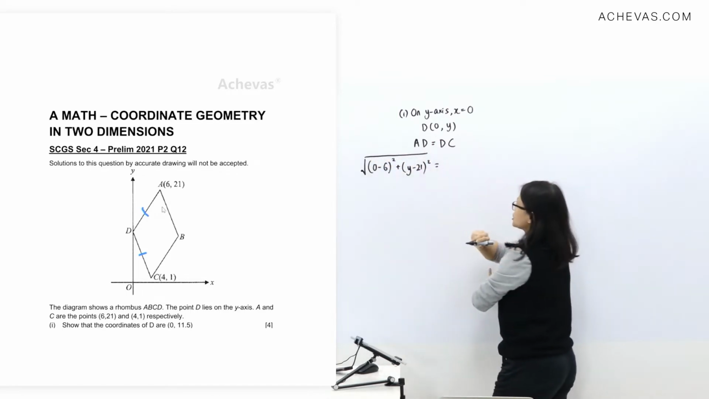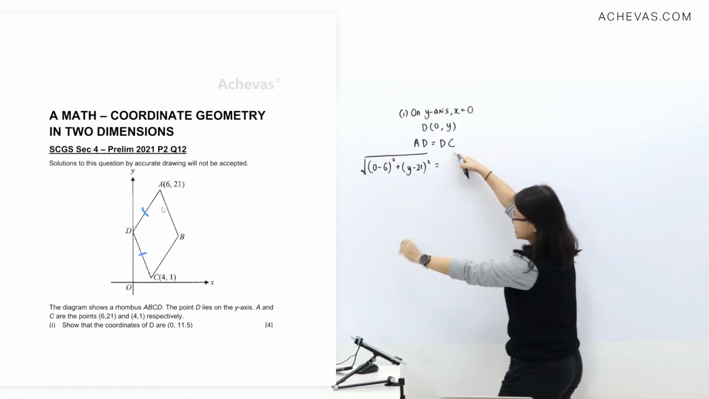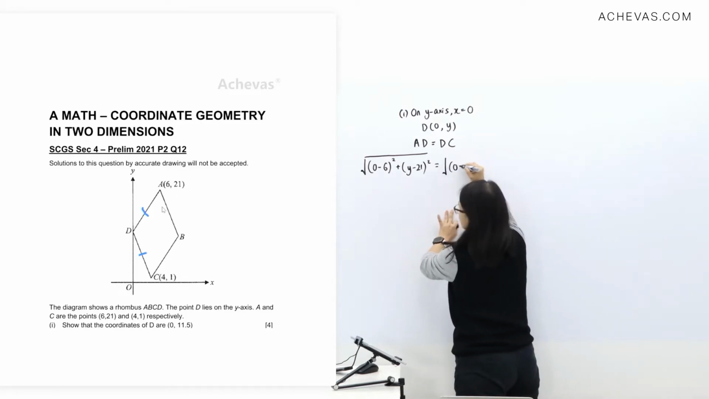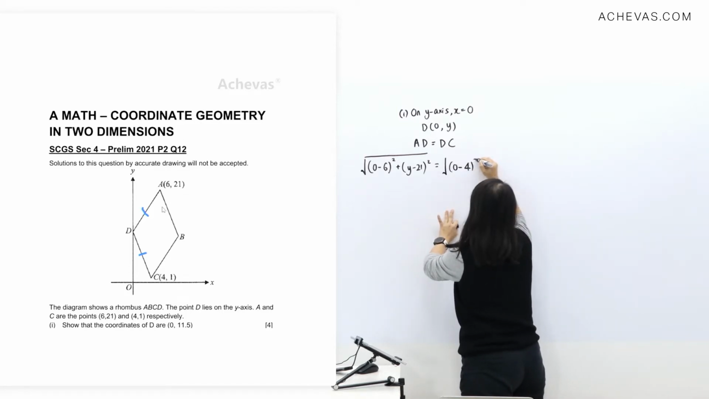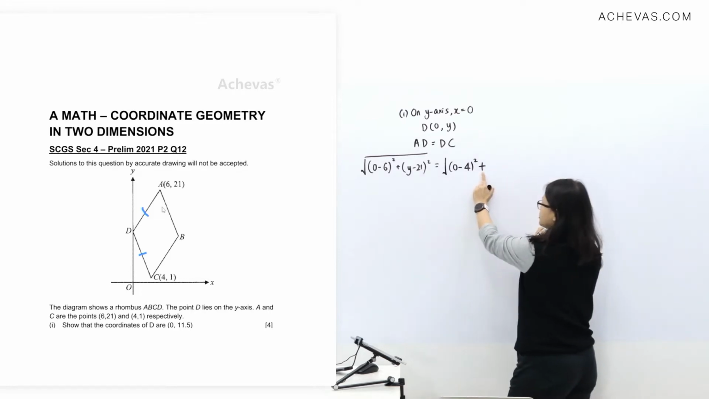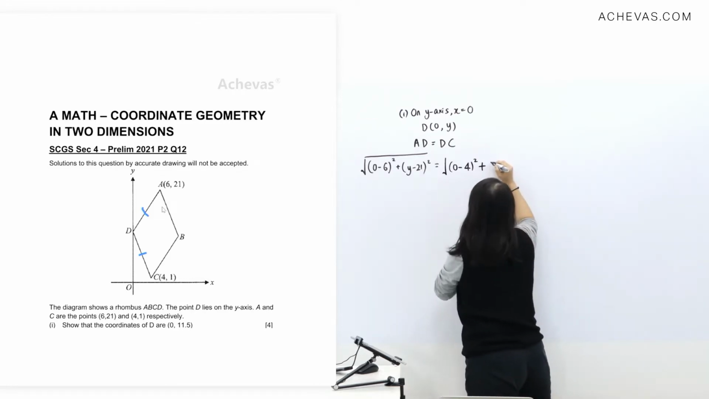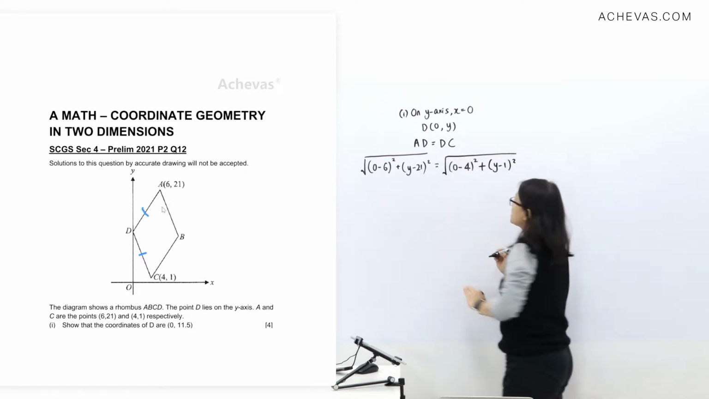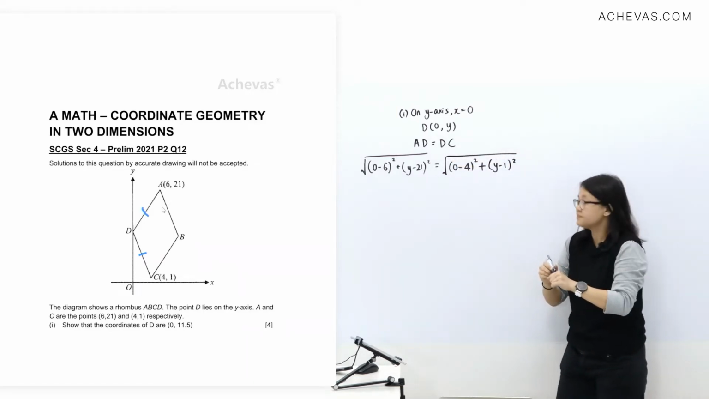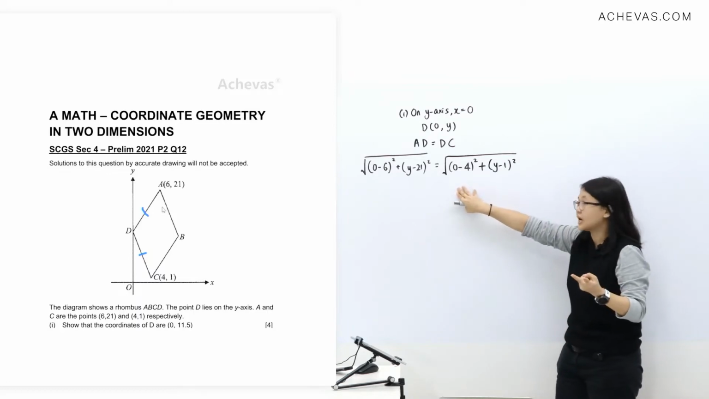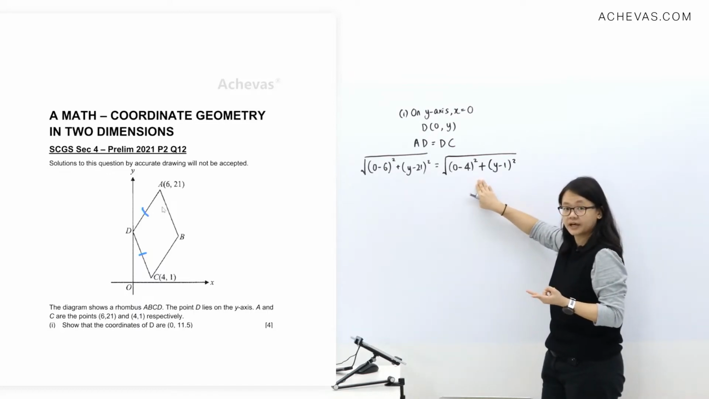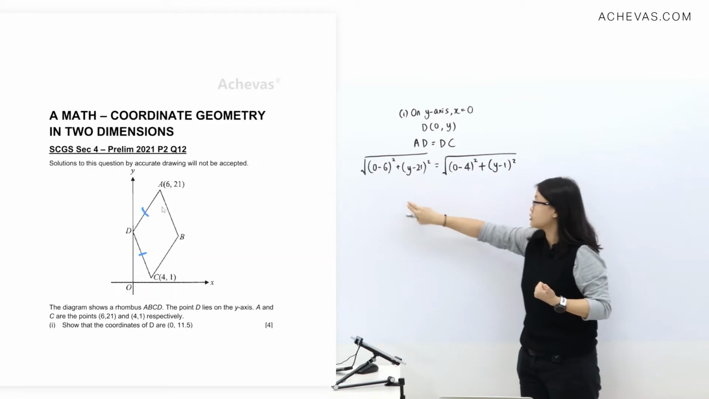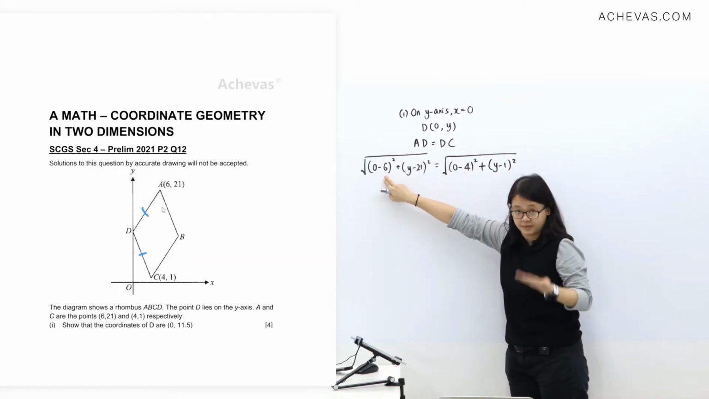Same thing I'm going to apply on point C: (0 minus 4) squared. Pythagoras, so it's an add here in the center, plus (y minus 1) squared. Simple formula. Next line, I'm going to do two things. First, I'm going to square both sides, so the square root is gone. Second, I'm going to simplify this expression in numbers.